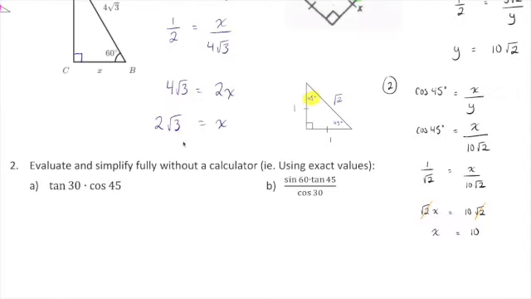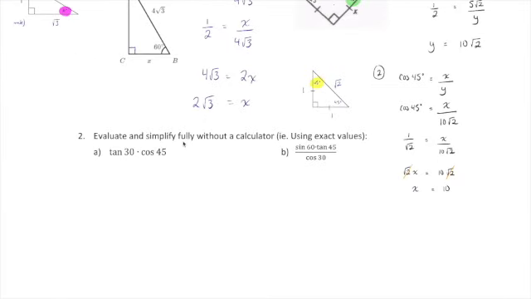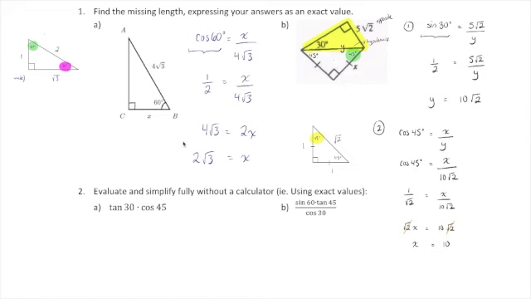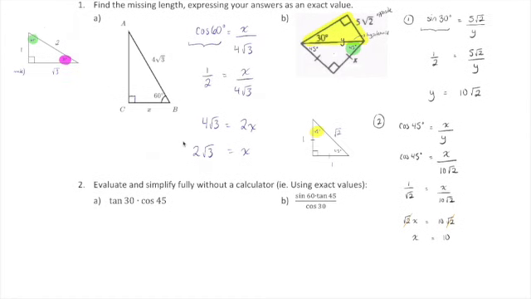Okay, last but not least, let's take a look at these ones. So you're looking at evaluating this. So we don't have any diagrams, so we're just probably working with our triangles. You have your two special triangles there that you can refer back to. So tan of 30 degrees, looking at my special triangle, that is equal to exactly opposite over adjacent, so that exactly equals 1 over root 3.